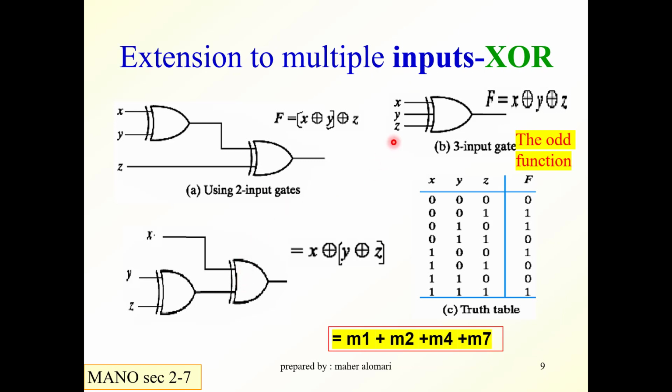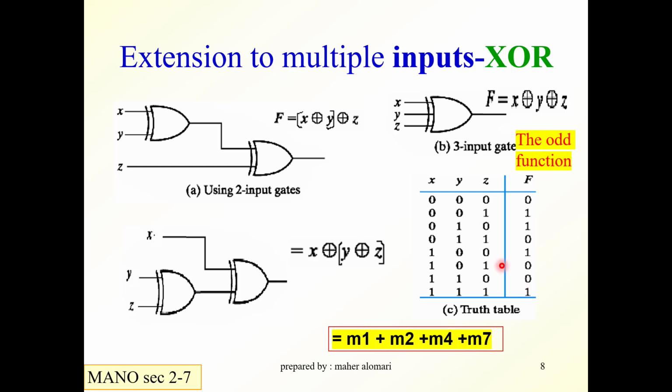That means that I can put an exclusive OR gate in this form, having 3 inputs, and the output is equal to X exclusive OR with Y exclusive OR with Z. And this is the truth table for these three equivalent circuits. This is minterm 1, minterm 2, minterm 4, minterm 7.